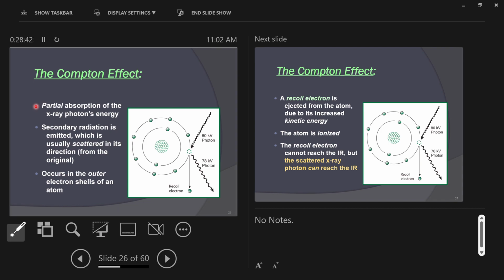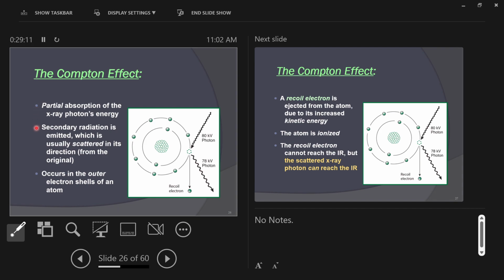Compton interactions are similar, right? Some of the X-ray photon gets absorbed into the electron, ejecting the electron. But the important part about a Compton interaction is we have a leftover secondary scattered photon that can reach the image receptor. So it is partial absorption of the X-ray photon's energy.